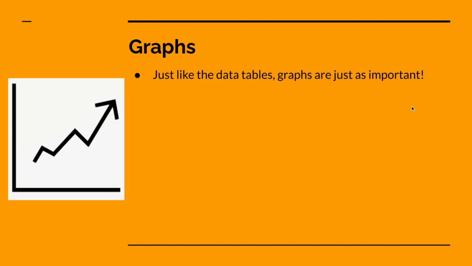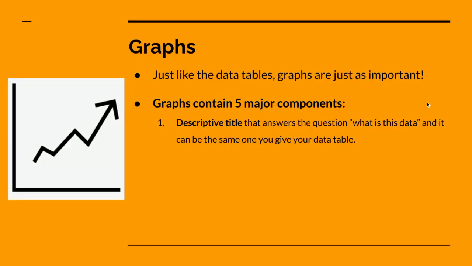So just like data tables, graphs are just as important, and they also contain 5 major things. Both of them contain descriptive titles. And what's cool about this is that for the most part, you can use the same exact title on your graph that you used on your data table. Typically, people do change them a little bit. Typically, they'll be a little shorter in the data table and longer in the graphs sometimes, but you can keep them the same, okay? But a descriptive title that specifically answers the question, what is this data? And it can be the same one you give to your data table.